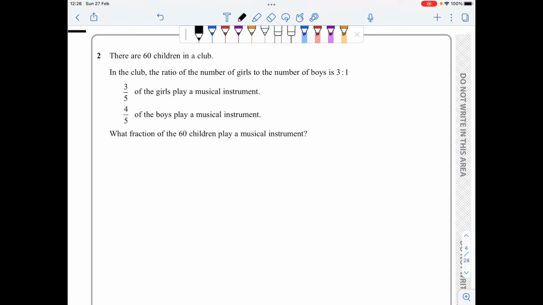In question 2, the ratio of the girls to the boys to the total is equal to 3 to 1 to 4. In reality, I've got 60 children in total. That's 15 times more than 4. So I've got 45 girls and 15 boys.